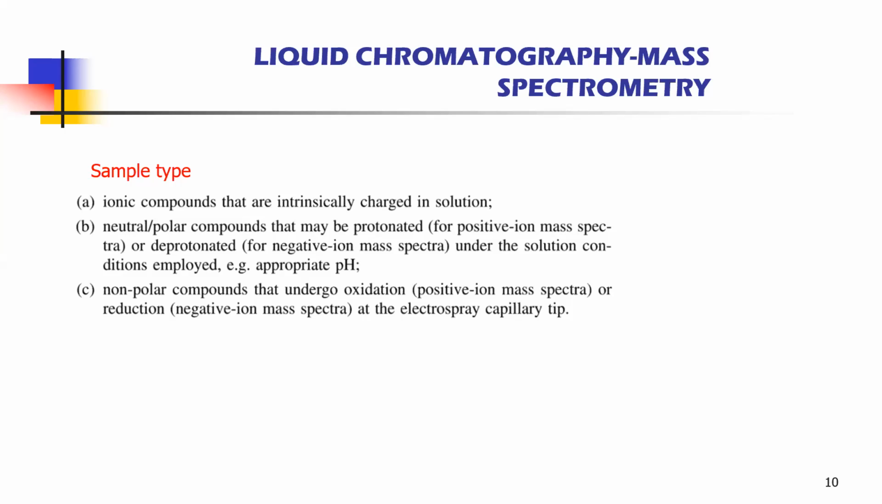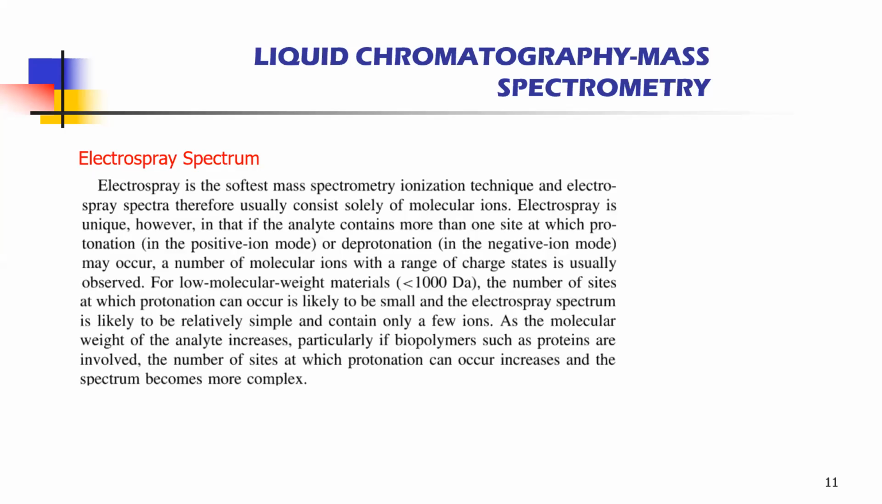All right. So we have discussed the working of the electrospray interface system. Now let us talk about how the spectrum is recorded with electrospray. Electrospray is the softest mass spectrometry ionization technique, and electrospray spectra therefore usually consist solely of the molecular ion. Electrospray is unique, however, in that if the analyte contains more than one site at which protonation in the positive ion mode or deprotonation in the negative ion mode may occur, a number of molecular ions with a range of charge states is usually observed.